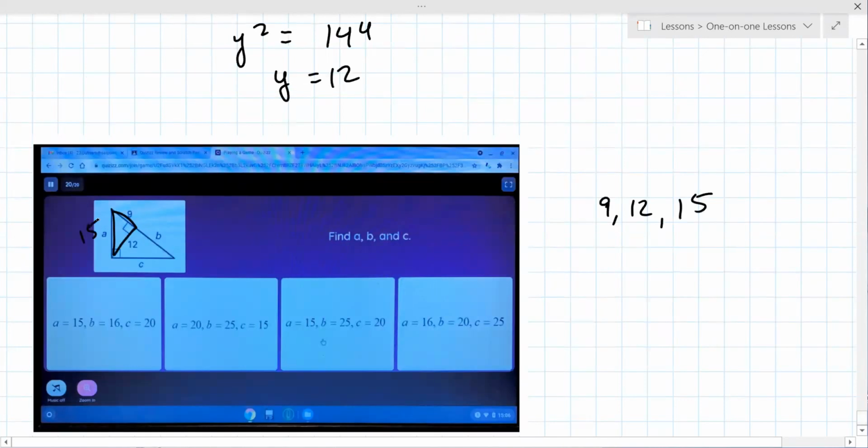Okay, so that's a good start. That gets rid of that one. That gets rid of that one. So now we've got to do the last one here.